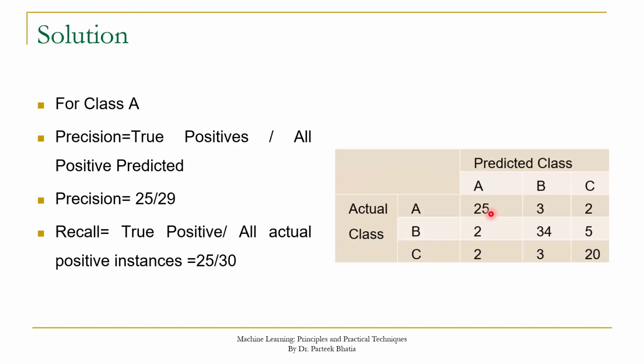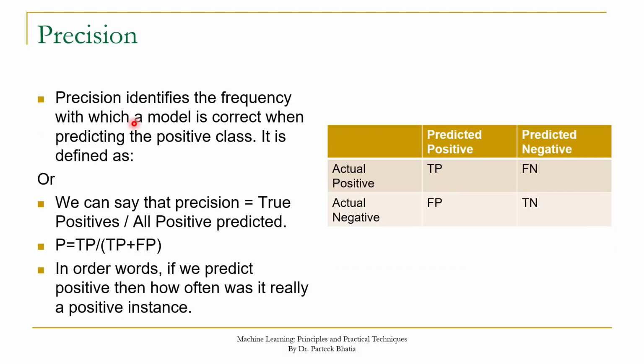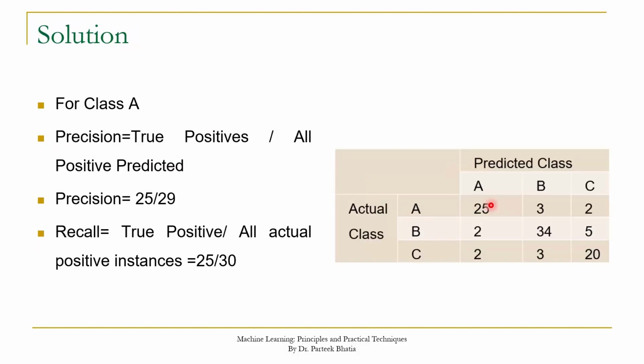Let us find out the precision and recall for class A. You can see that this classifier has predicted class A 29 times. 25 times actually it is A, 2 times it is B and 2 times it is C. Totally this classifier predicted class A 29 times. And out of that 25 times it is correct. As we know that precision identifies the frequency with which a model is correct when predicting the positive class. In this case the classifier is predicting positive class 29 times. And out of these 25 times it is correct. So precision will be 25 divided by 29 for class A.